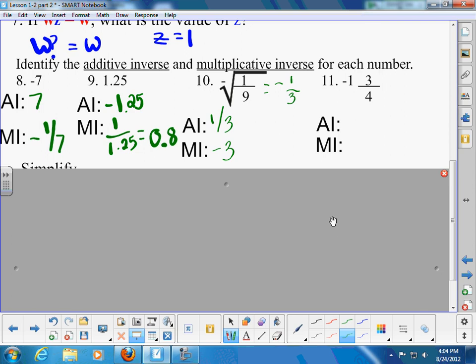For number 11, we have a mixed number, -1 3/4. But we must change that mixed number to an improper fraction before we can determine the additive inverse or the multiplication inverse. So remember to do that. You do 4, the denominator, times the whole number. 4 times 1 is 4, plus 3 is 7. And the denominator stays the same. It should be a 4. So we're dealing with the improper fraction -7/4, which leads us to the additive inverse of +7/4, and the multiplication inverse of -4/7.